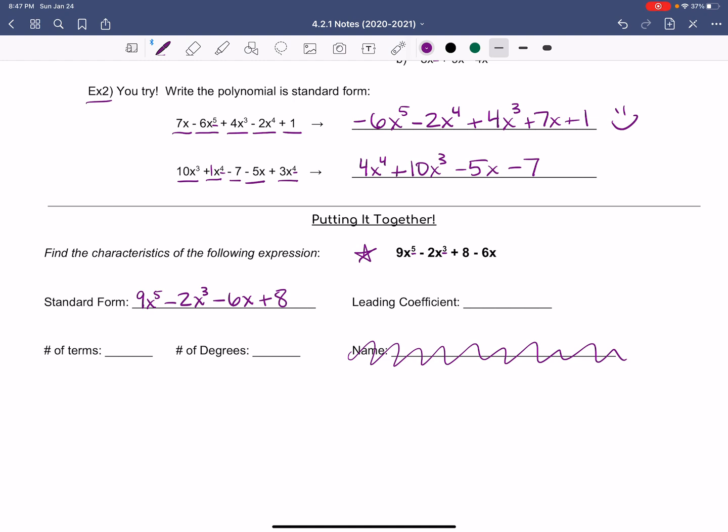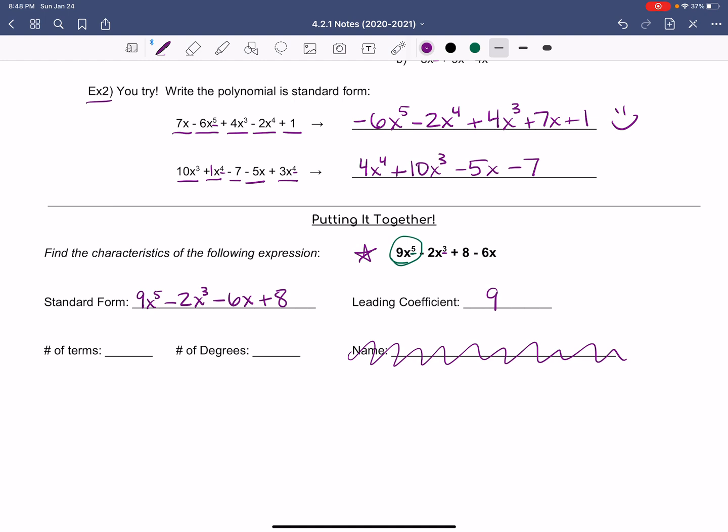All right, our leading coefficient, we look at the term with the biggest exponent, our degree, and then we look at the number in front, the coefficient of that term. So 9x to the 5th, that's the term we're looking at since 5 is the biggest exponent. But I'm not going to write that whole term. If you write 9x to the 5th, I will not be able to give you credit for that. Instead, we're just going to write the number in front here, which is 9.